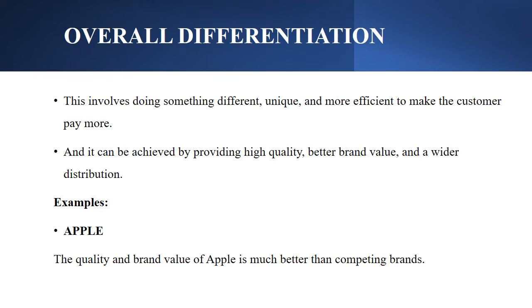Overall differentiation. This involves doing something different, unique, and more efficient to make the customer pay more. It can be achieved by providing high quality, better brand value, and a wider distribution. Example is Apple. The quality and brand value of Apple is much better than competing brands.